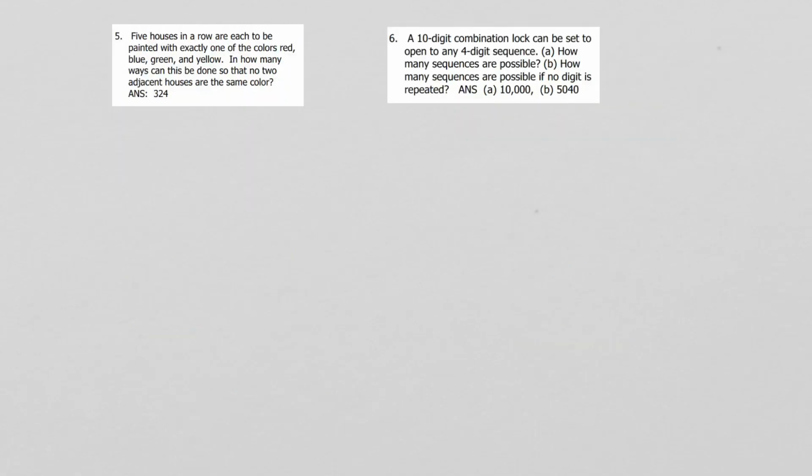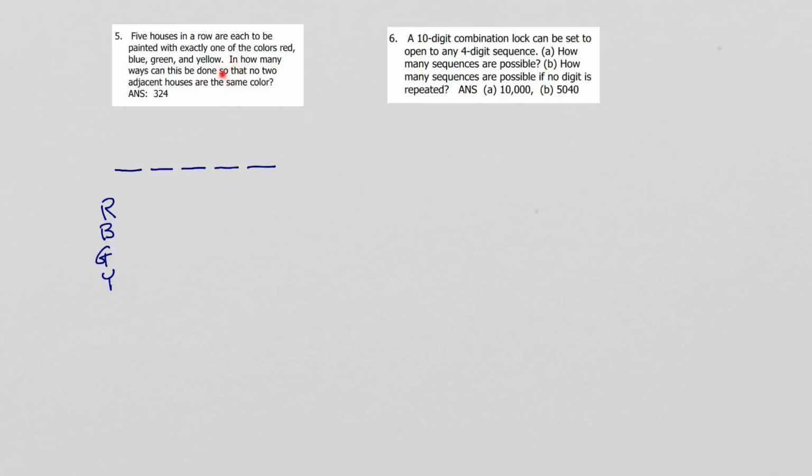Now, as I read this problem here, we've got 5 houses in a row. So I'm going to draw those 5 houses. Just imagine this. You're looking at 5 houses: 1, 2, 3, 4, 5. And what are we going to do here? Each one is to be painted with exactly one of these colors: red, blue, green, and yellow. Let me write those down. So we're going to get red, blue, green, and yellow.